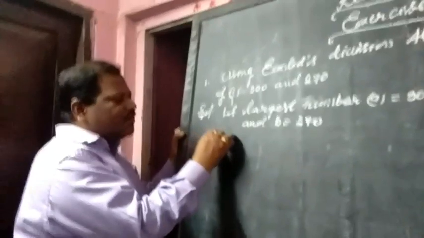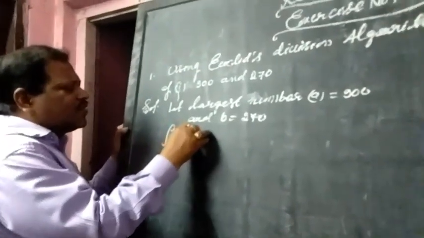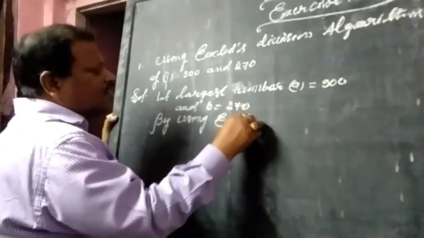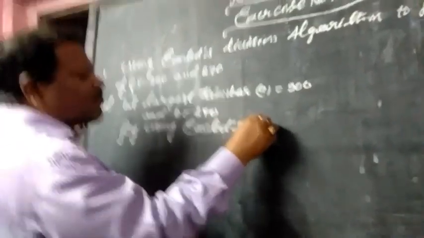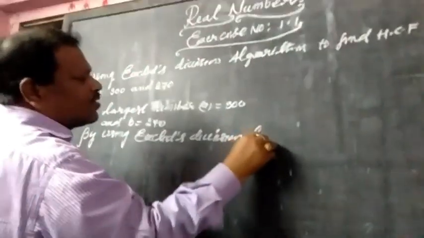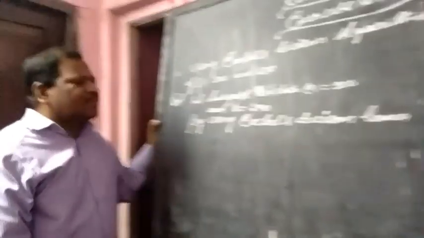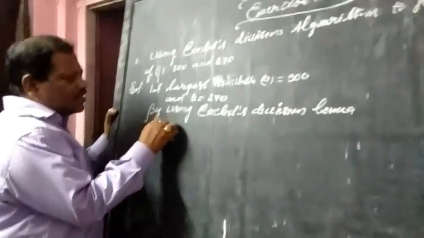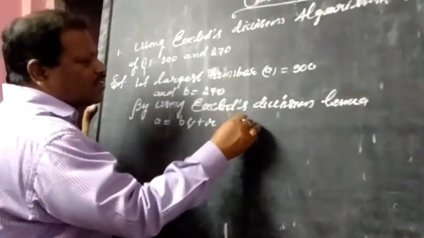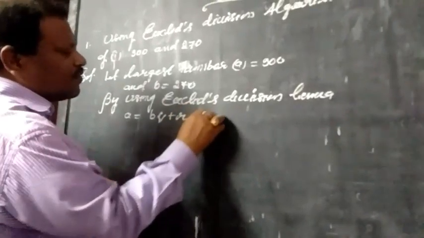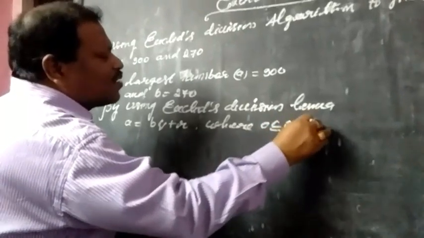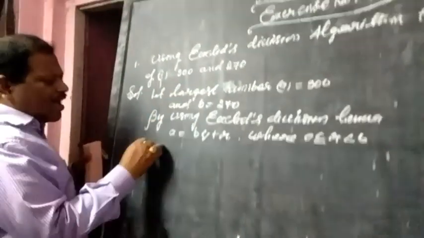By using Euclid's division lemma, what is the formula? A is equal to BQ plus R, where 0 is less than or equal to R, less than B. So therefore, what is the value of A?